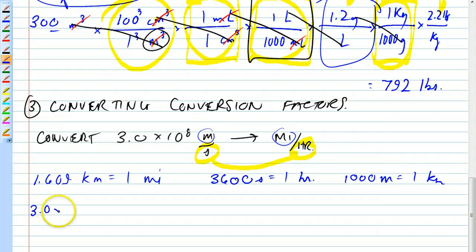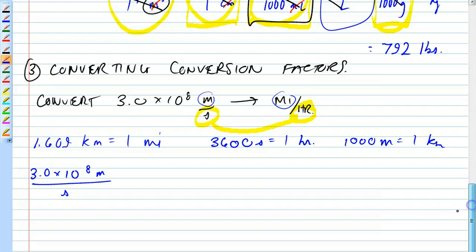Now this is the one case where you're going to actually start the calculation with a ratio. And it's because they're asking me to convert this ratio into another one. So in this case, they haven't given me just a straight quantity. They've given me a ratio. It's a speed. Convert this speed into other units. 3 times 10 to the 8th meters per second.